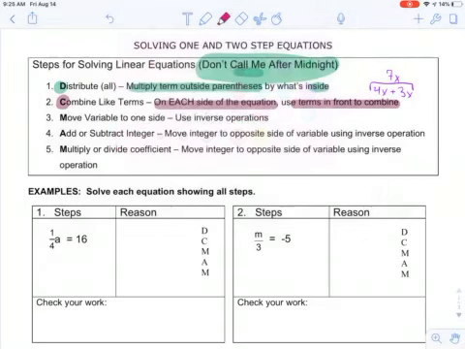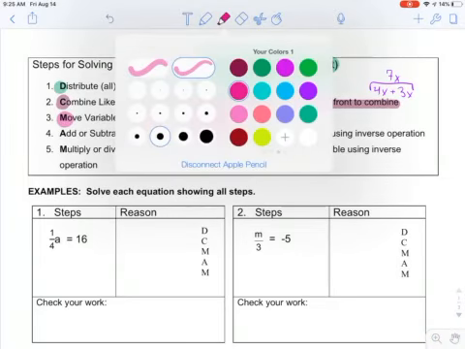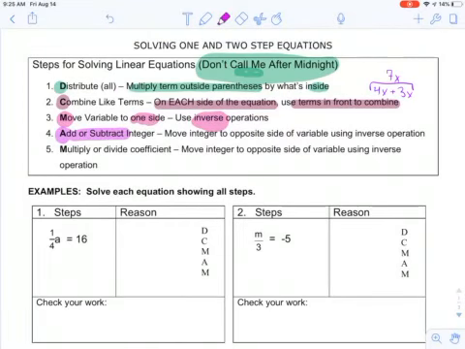M stands for move the variable to one side of the equation. So if we had 4x equals 2x plus 1, we would want to move this 2x to the other side of the equation by doing the inverse or opposite operation. A stands for add or subtract an integer, so moving our numbers, the numbers without variables, to the opposite side of the equation using the inverse operation. So for example, the opposite of plus is minus, and the opposite of minus is plus.